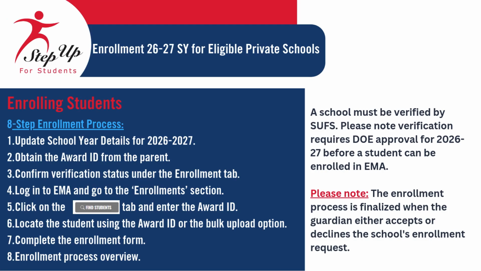Here is the full enrollment process at a glance. First, update your school year details for 2026 to 2027. Next, obtain the student's award ID from the parent or guardian. Confirm that your school shows as verified under the Enrollment tab. Then log into EMA, go to Enrollments, locate the student by award ID or bulk upload, complete the enrollment form, and send the request. The process is not complete until the guardian accepts or declines the school's enrollment request.